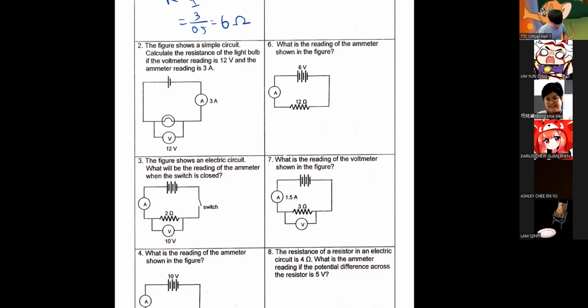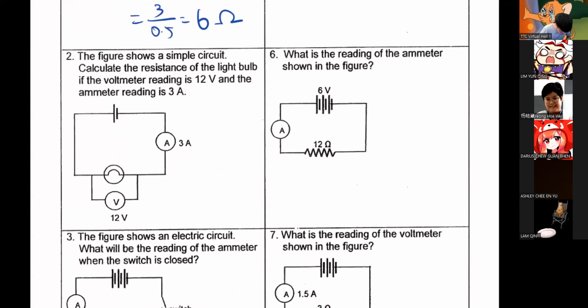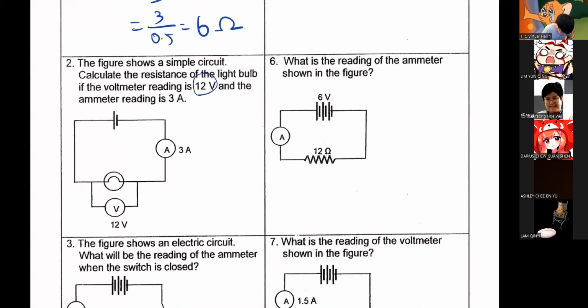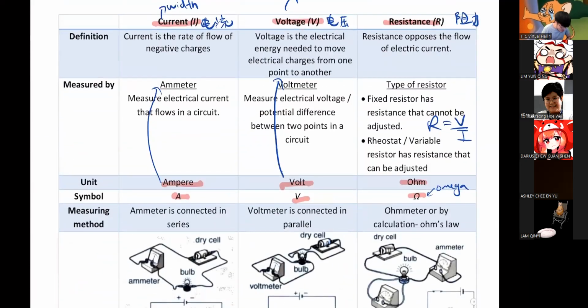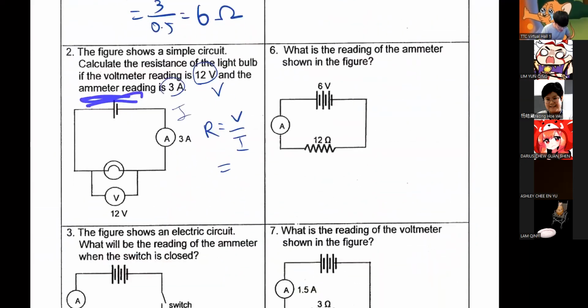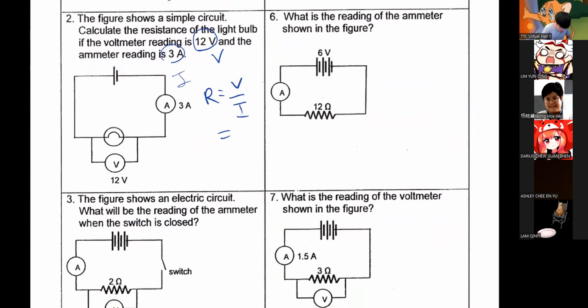Okay, guys, I'm back. Please check the answer. For number 2, 12 is V, 3 is I. So R equals V over I. Always write the formula first. Sometimes they won't tell you the current. They say the ammeter reading. Ammeter means current. So you have 12 divided by 3, so you get 4 ohm.